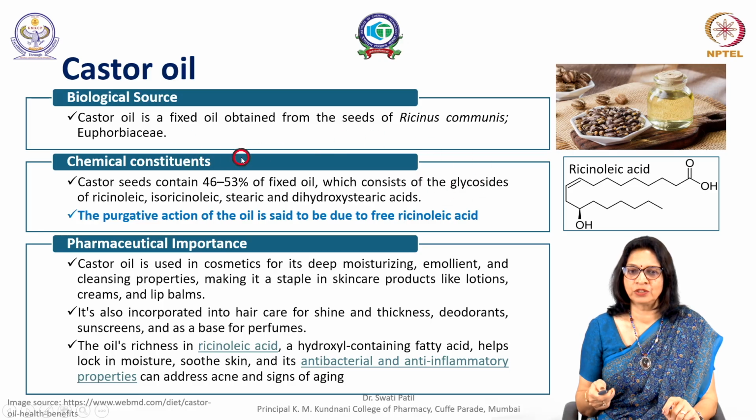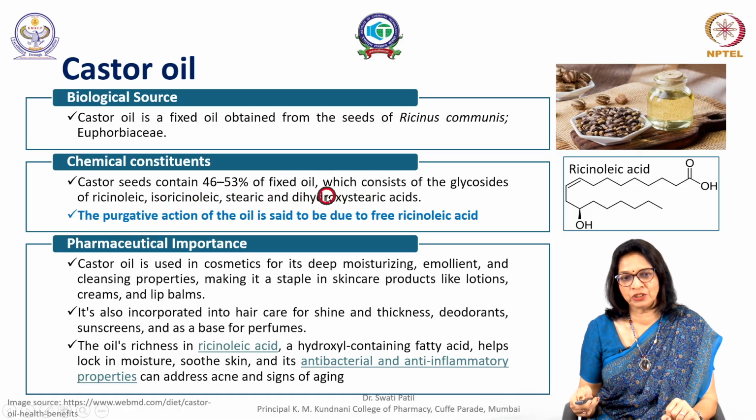Castor oil, again a fixed oil obtained from seeds of Ricinus communis belonging to family Euphorbiaceae. This also contains 40 to 50% of the oil in the seeds. So, the yield is very high, and economically these fixed oils become a very important raw material in the pharmaceutical industry. This is used traditionally for its purgative action, and it is known to contain free ricinoleic acid. In cosmetics, it is used for deep moisturizing, as an emollient and for cleansing properties.